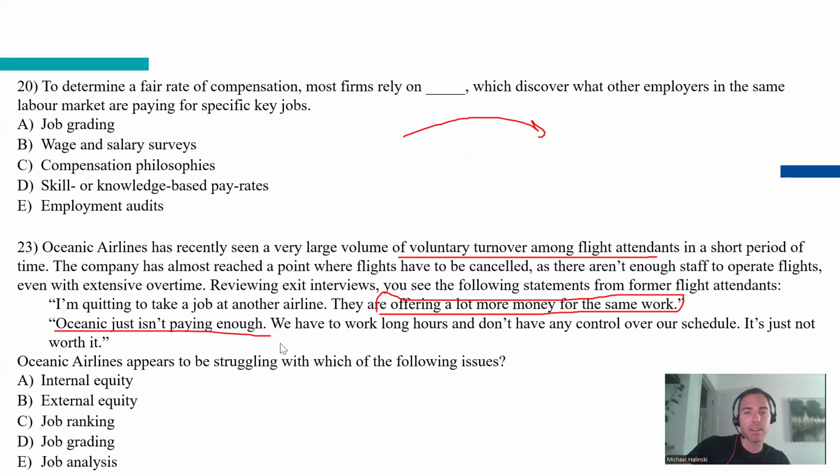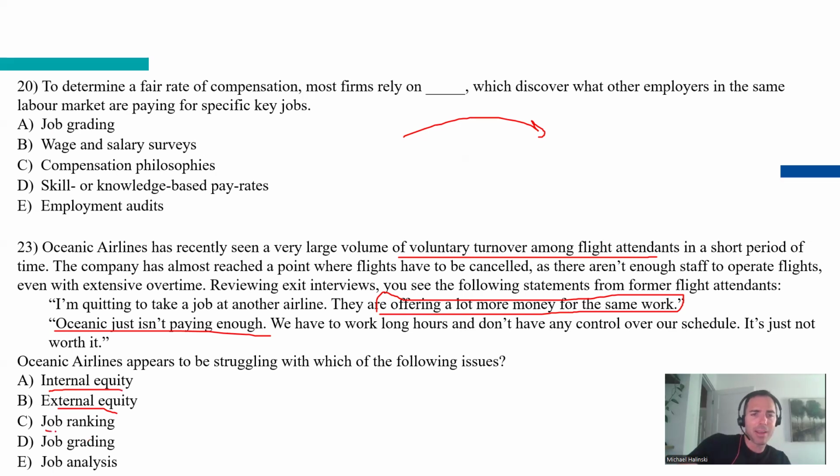So I think it's pretty clear. This airline appears to be struggling with which of the following issues? Is it internal equity? Well, the question isn't really talking about the pay issues associated with each person. No. Is it external equity? Well, external equity is the idea that you have an issue outside of your organization, which is kind of what's going on here. Somebody else is paying more, so that kind of makes sense.